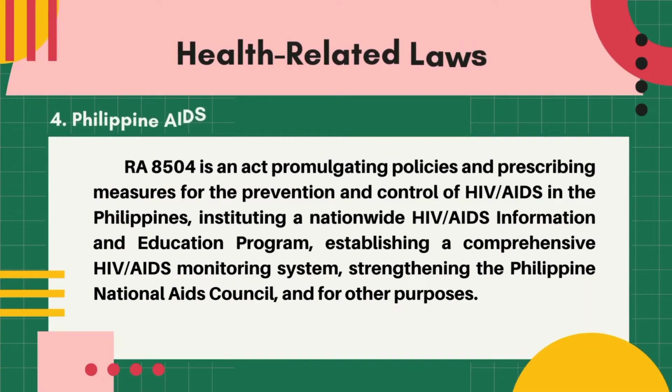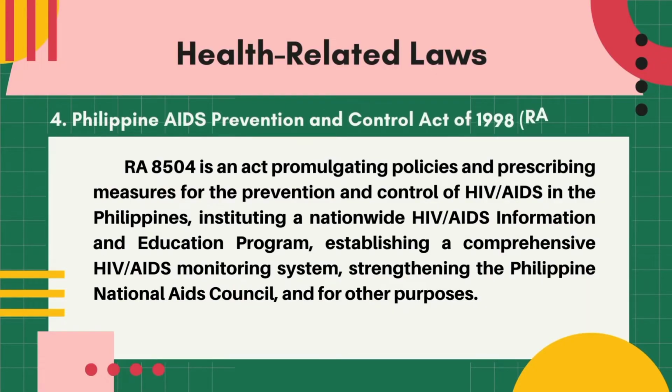Going back to health-related laws, we have number 4, the Philippine AIDS Prevention and Control Act of 1998, also known as Republic Act number 8504. Republic Act number 8504 is an act promulgating policies and prescribing measures for the prevention and control of HIV or AIDS in the Philippines, instituting a nationwide HIV or AIDS information and education program, establishing a comprehensive HIV or AIDS monitoring system, strengthening the Philippine National AIDS Council, and for other purposes.